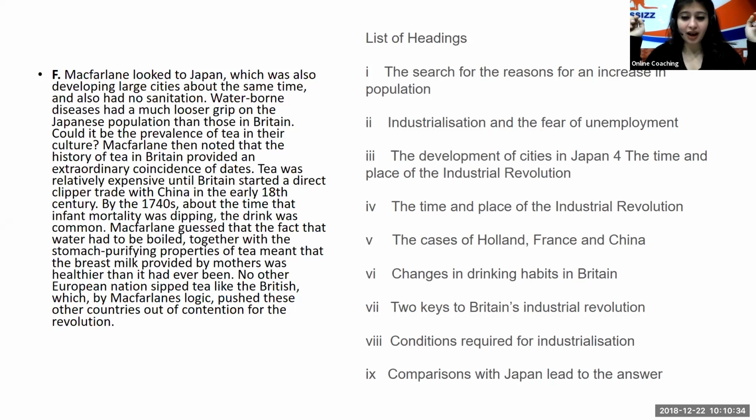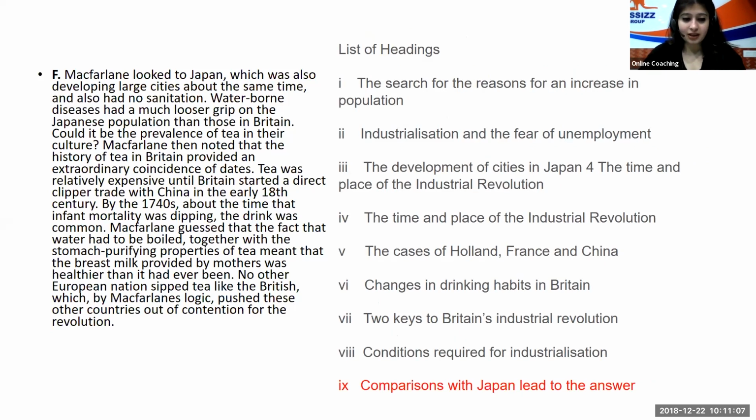So basically, I have Japan here. I have two headings that have the word Japan: development of cities in Japan, and the time and place of the industrial revolution. Can you see China? I don't think I have development of cities. There is this last heading that says comparisons with Japan, leading to an answer. So basically, when Macmillan looked into Japan, he figured out a few things. Right now he's trying to compare it with Japan. So can I say the last heading is my correct answer? Yes. How many? I hope most of you were able to get this.